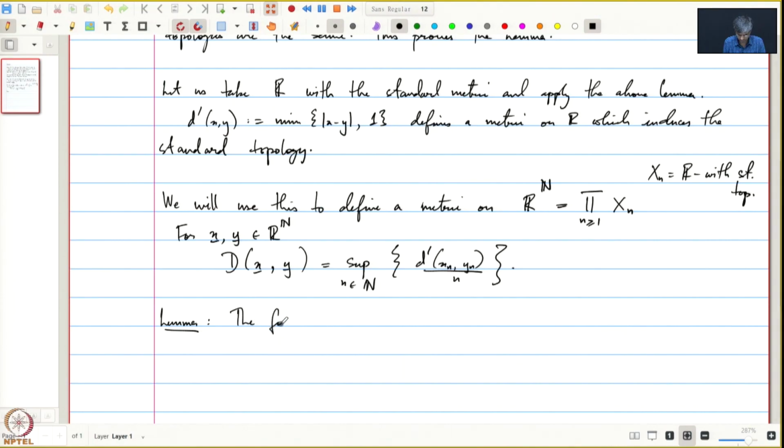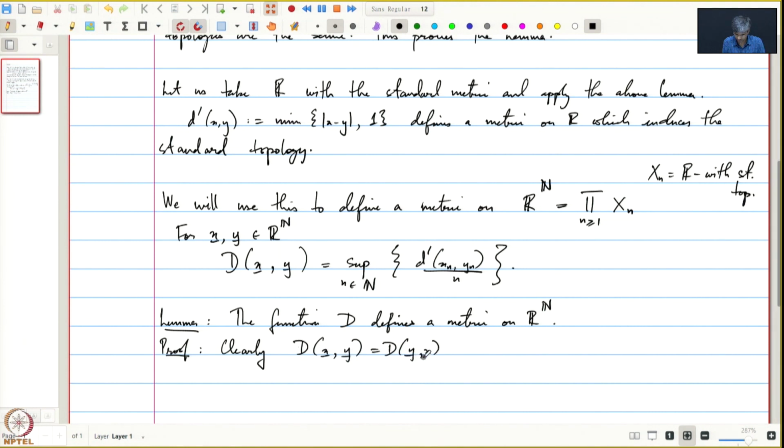Lemma. The function d defines a metric on R^N. Proof. Clearly, this holds. This is the second condition for defining a metric, and it obviously holds, just clear from the definition.